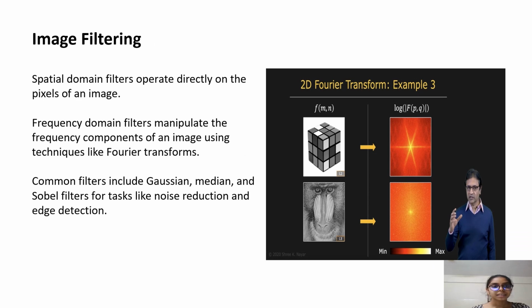Image filtering. Spatial domain filters operate directly on the pixels of an image. Frequency domain filters manipulate the frequency components of an image using techniques like Fourier transforms. Common filters include Gaussian, median, and Sobel filters for tasks like noise reduction and edge detection. Here in the picture, you can see a 2D Fourier transform example.